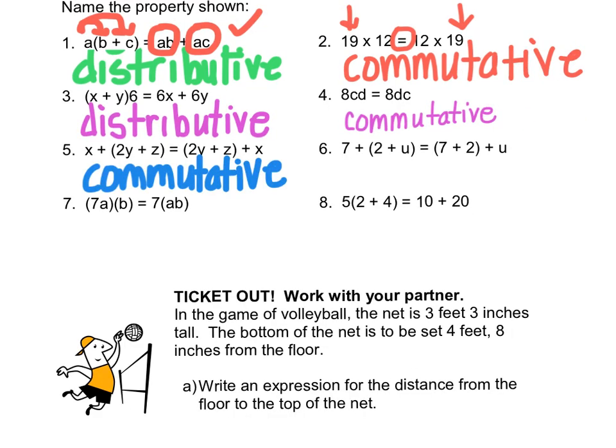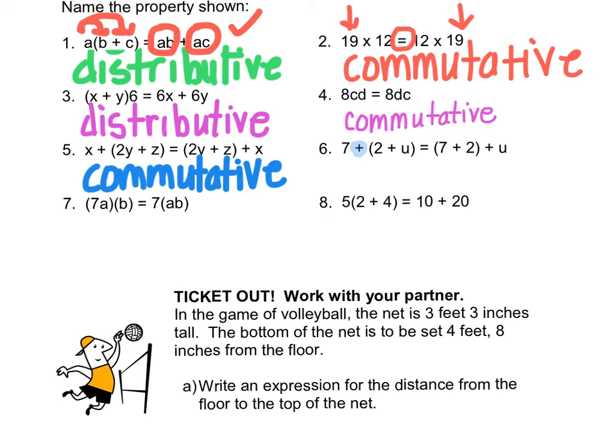For number 6, we see parentheses. So let's start with the commutative property and see if the order changes. We have 7 plus 2 plus u. On the other side of the equal sign, we have 7 plus 2 plus u. So that means it is not commutative. Let's look at distributive next. Is it a distributive property problem? Well, for it to be distributive, we need a multiplication sign right here. Since it's not a multiplication sign, that means it must be associative.